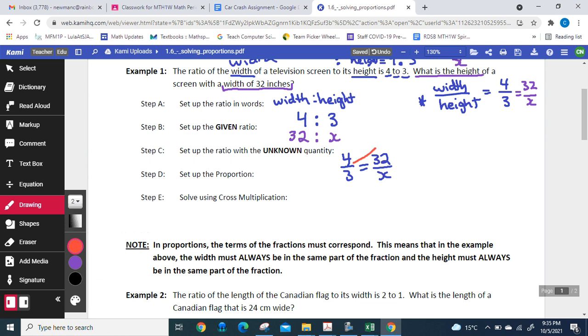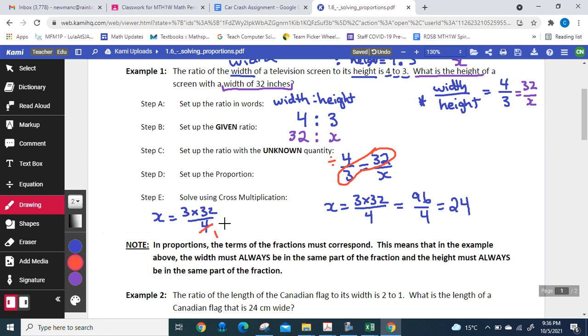So remember, we multiply the numbers that are diagonal from each other. So that means that x is going to be equal to 3 times 32. And then we're going to divide it by the number that's diagonal from the x. So we're going to divide that by 4. Multiply your numerators would give you 96 over 4. 96 divided by 4 is 24. We could have looked at it and said, well, 4 goes into itself once and 4 goes into 32 8 times. So x is going to be 3 times 8, and that's 24. So either way of solving works just fine.